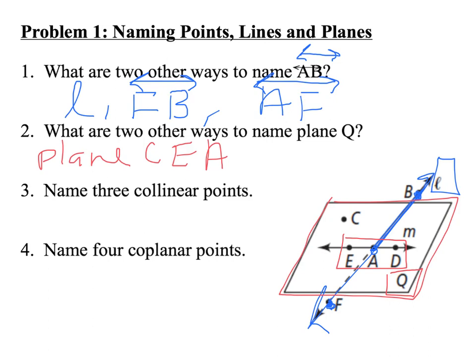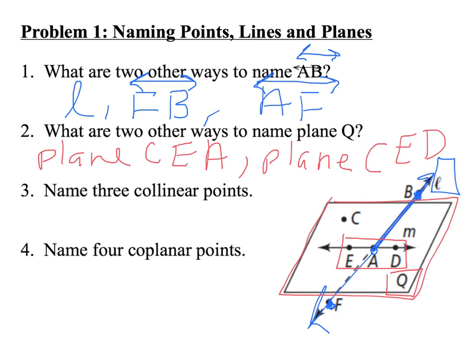But I need 2 other ways to represent this plane Q. So I could also say plane, again, you should write out the word plane, and I'm going to use C again, and I can say E-D. So those are two different ways to represent plane Q.